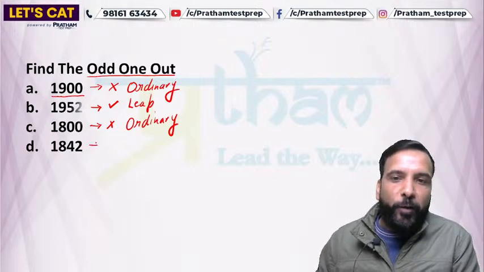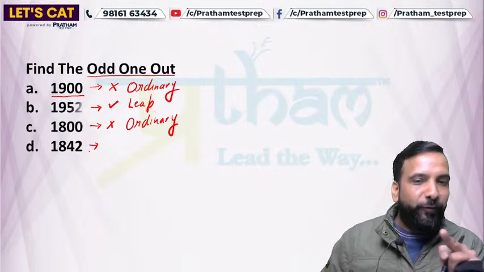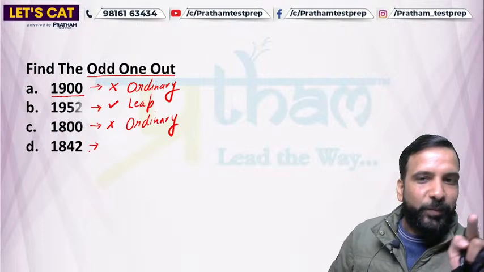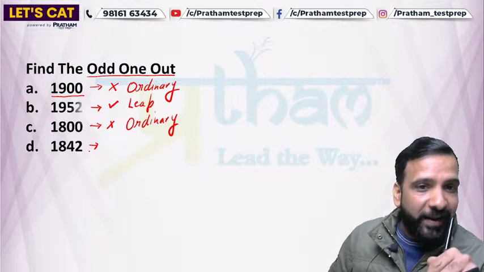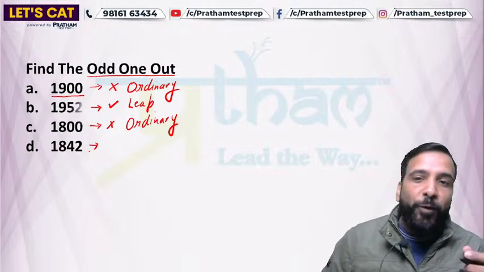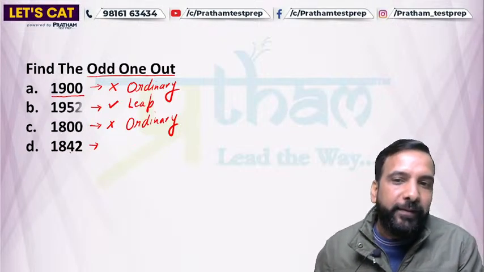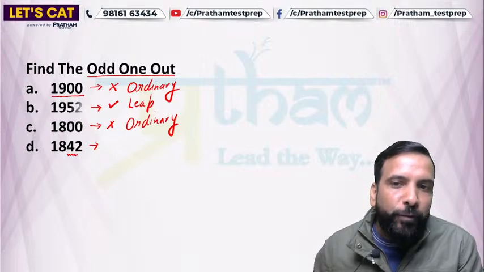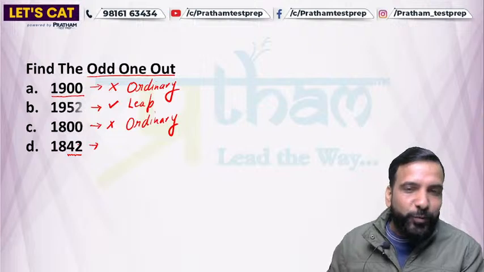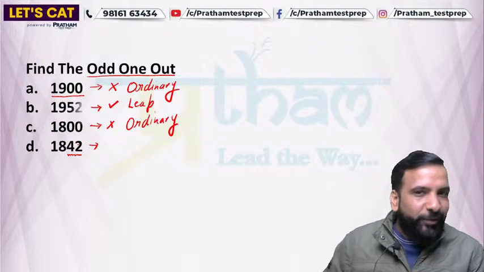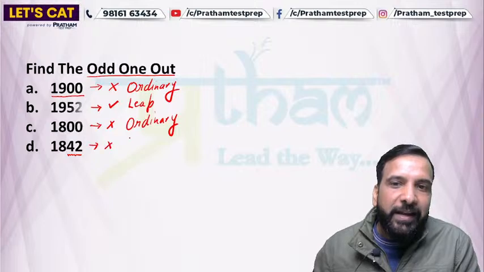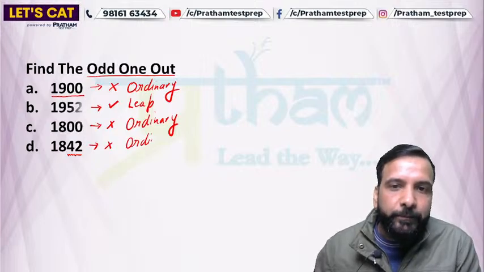Now check option D, 1842. This is a non-century year. For any non-century year to be leap, it must be divisible by 4. Is it divisible by 4? And for 4, what is the divisibility rule? The divisibility rule of 4 says the last two digits must be divisible by 4. The last two digits are 42. Is 42 divisible by 4? No, not divisible. So this is again an ordinary year.